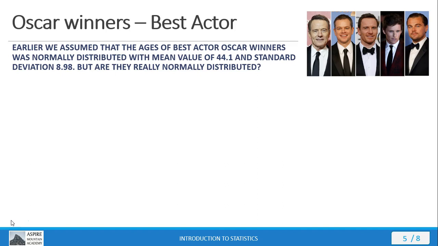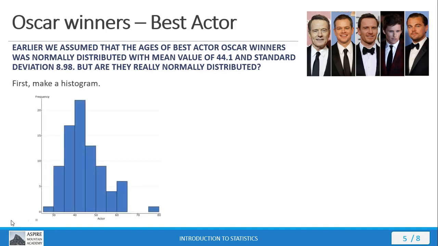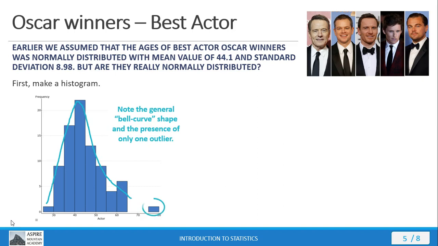Okay, let's see how well you did with this. First thing you want to do is make a histogram. So we make our histogram, and it's looking better than the best actress data. So yeah, we do have a general bell shape, and then we also have only one outlier in our distribution. So looking good so far.